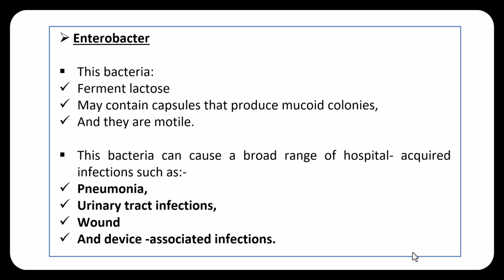Enterobacter are commonly associated with hospital-acquired infection, nosocomial infection, especially in patients with a weak immune system who use medical devices. Examples of infection are pneumonia, especially in ventilated patients, urinary tract infection, common in catheterized patients, wound infection after surgery, and device-associated infections such as catheter and IV line infections.